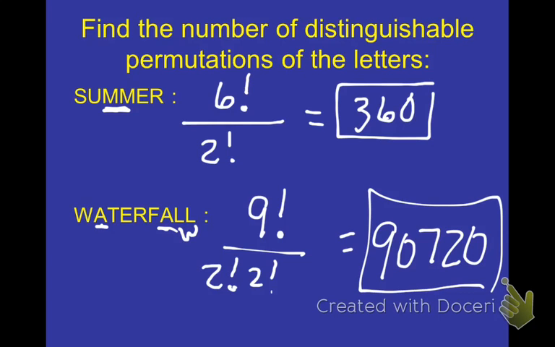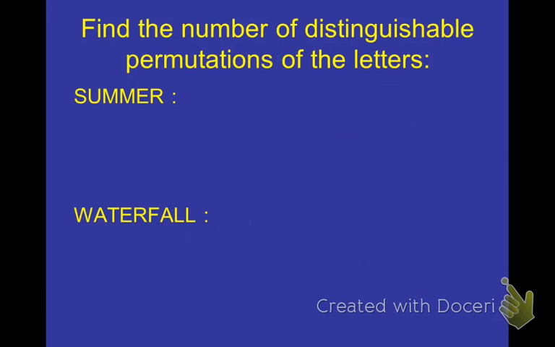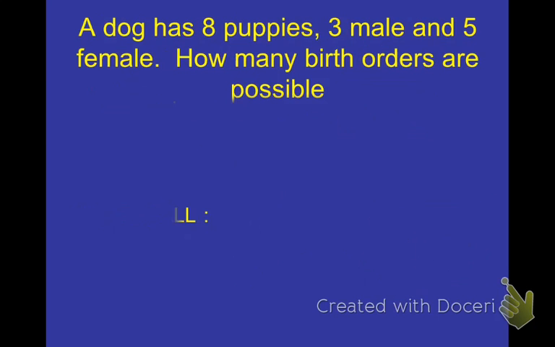Alright. Number of permutations. How many different ways could I rearrange those? Last one here. A dog has 8 puppies, 3 male and 5 female. How many birth orders are possible? If you want to go ahead and try this on your own, pause it right now. If not, here we go. Well, how many puppies are there? There's 8, so 8 factorial.